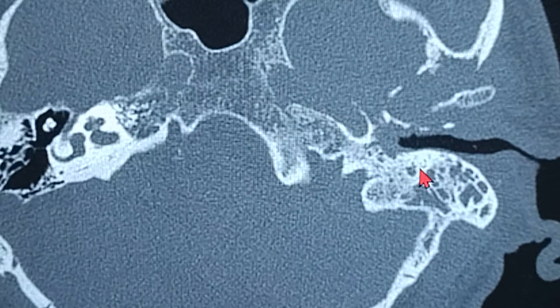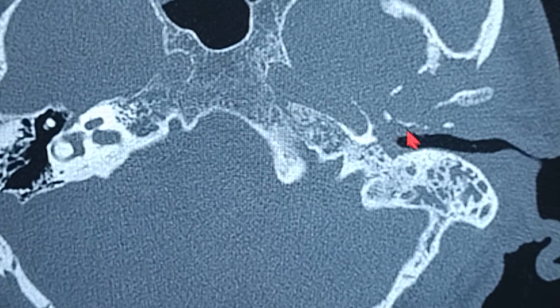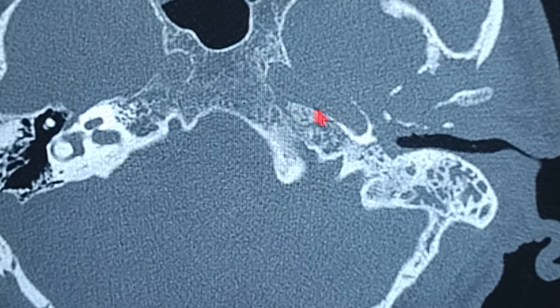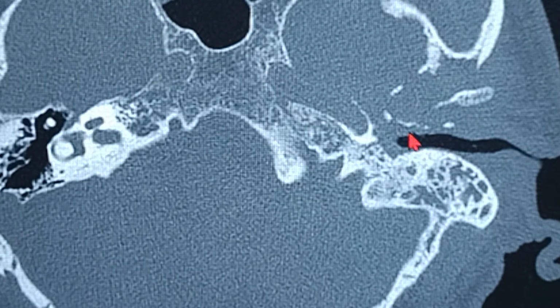If we keep on going above on the left side, you can see a soft tissue shadow in the middle ear. And we can see the horizontal carotid artery on the left side. And this is the promontory bone. You can see this is the middle ear and it's fully ossified. Here I am not able to see the tympanic membrane very clearly, but I can see that this is the middle ear and that it is fully ossified.